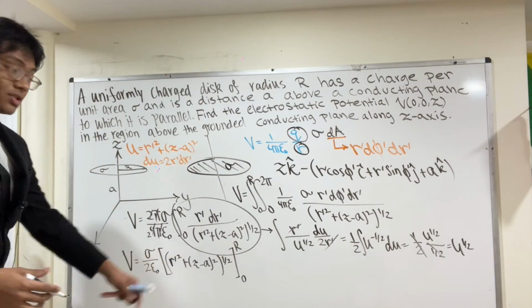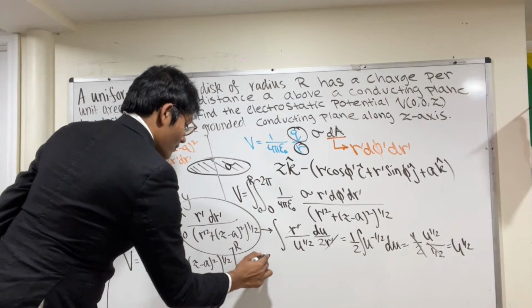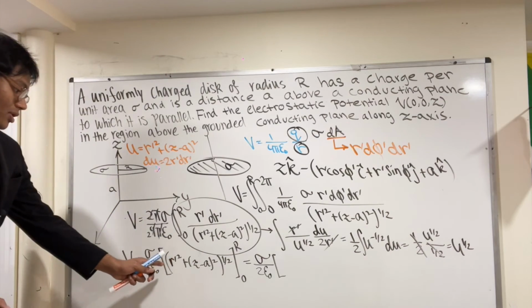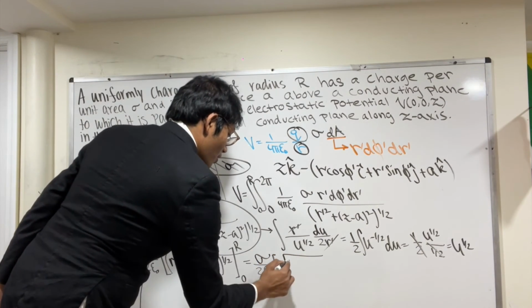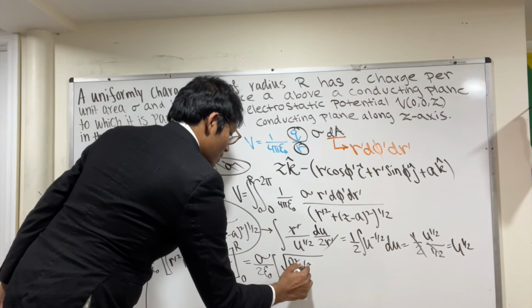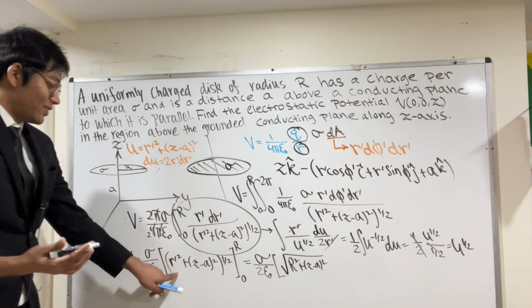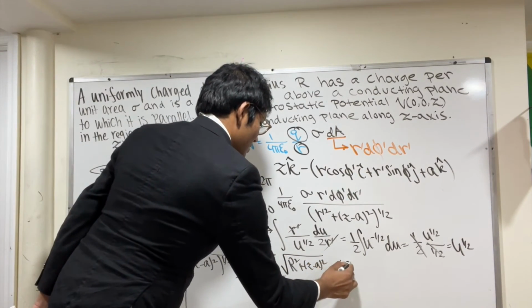So the potential for this charged disk is going to be sigma over 2 epsilon naught times, plug in capital R, so you're going to get the square root of r squared plus z minus a squared. And if you plug in 0 here, you'll be left with nothing but this square root, which is just minus z minus a.